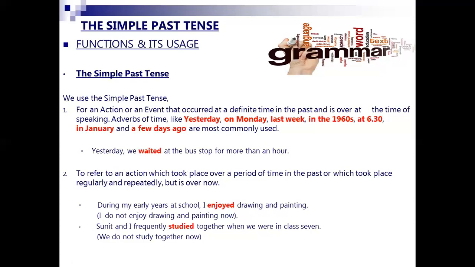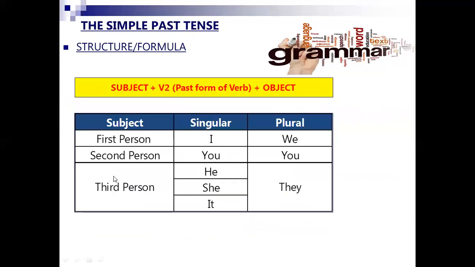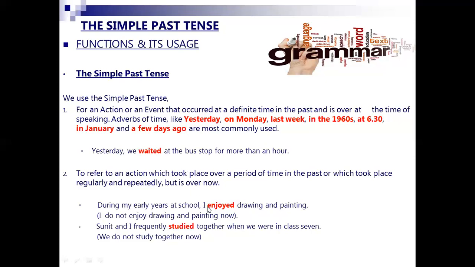See, during my early years at school, I enjoyed drawing and painting. During my early years at school, it is a memory. I enjoyed drawing and painting. Here again, remember the formula subject plus V2 plus object. I is the subject, enjoyed is the past form of enjoy, that is V2, enjoyed. Drawing and painting comes under object, S, V2, O. Got it? The meaning of the sentence is, during my early years at school, I enjoyed drawing and painting, which means I do not enjoy drawing and painting now. I used to enjoy it, but now I'm not enjoying.